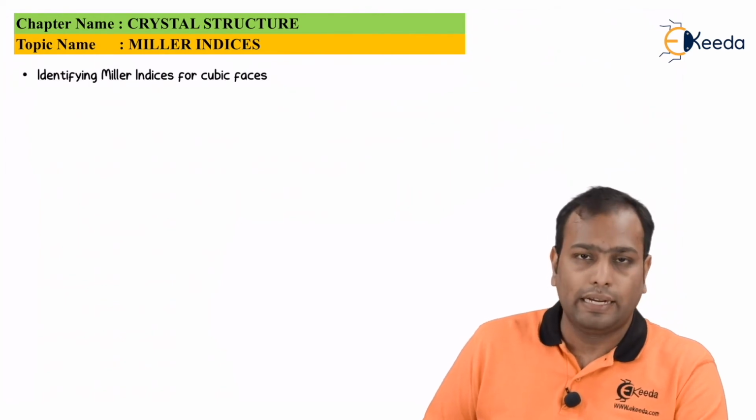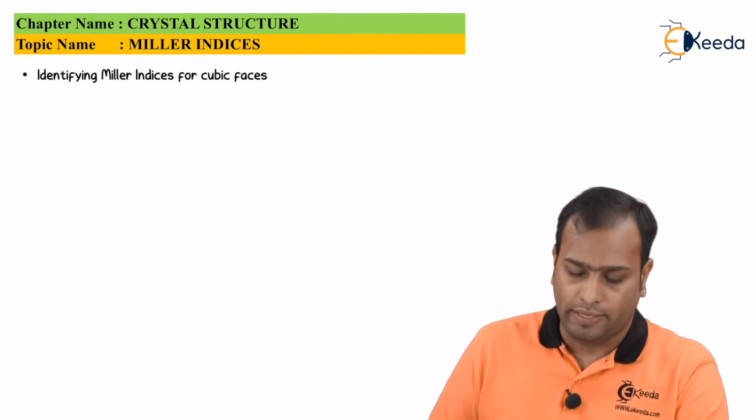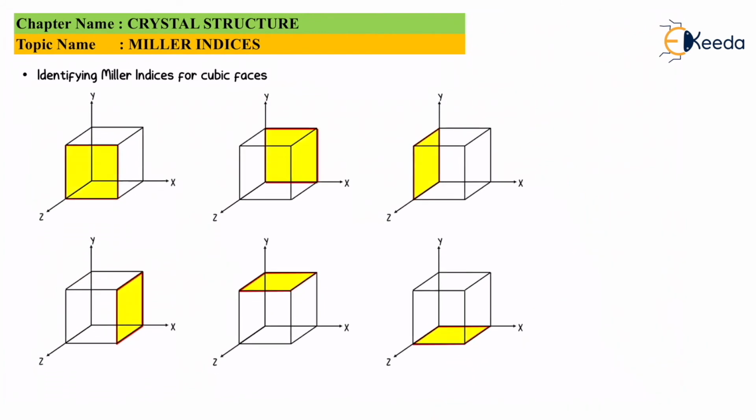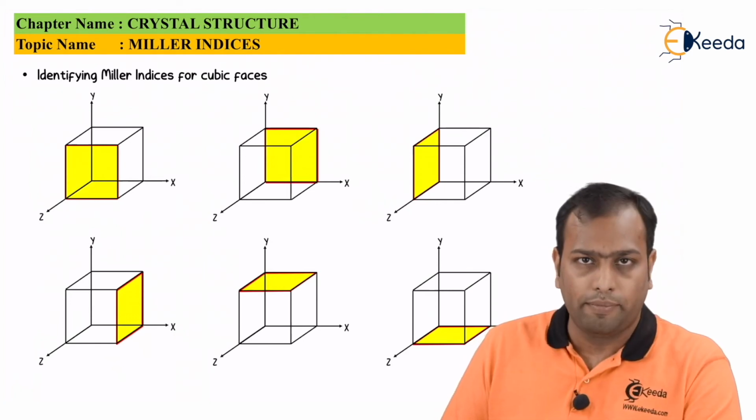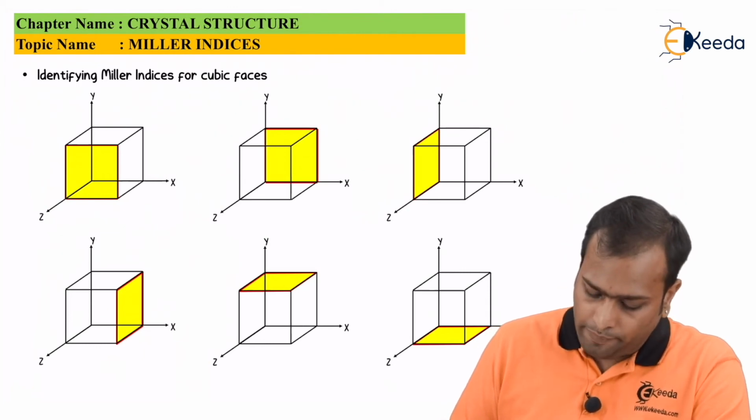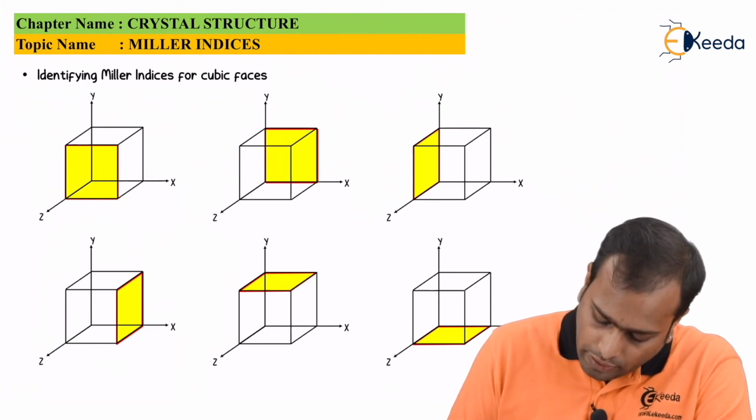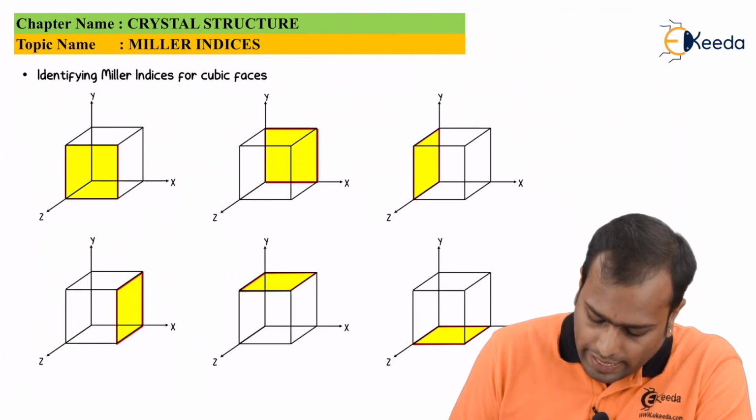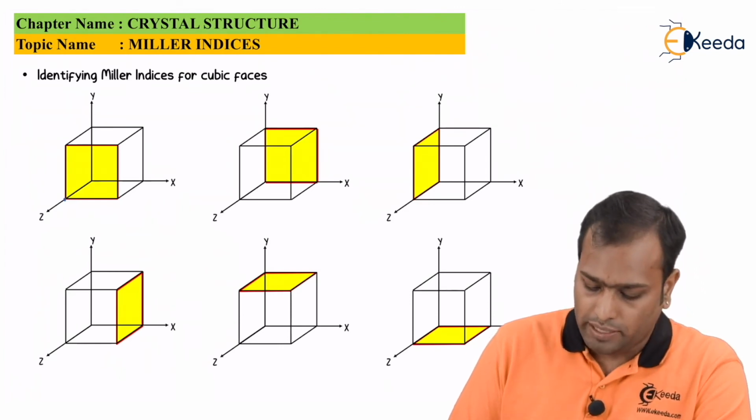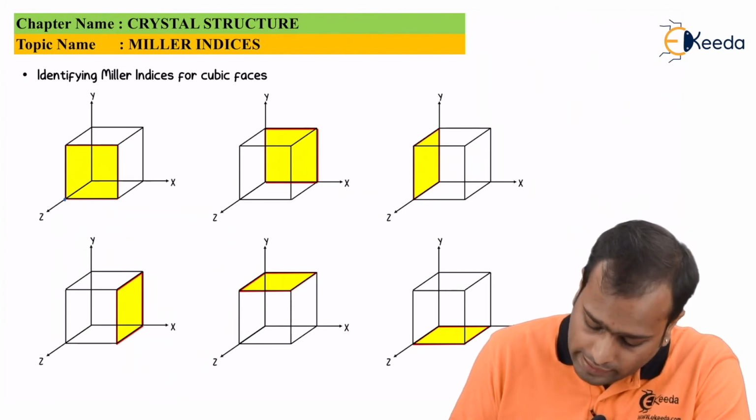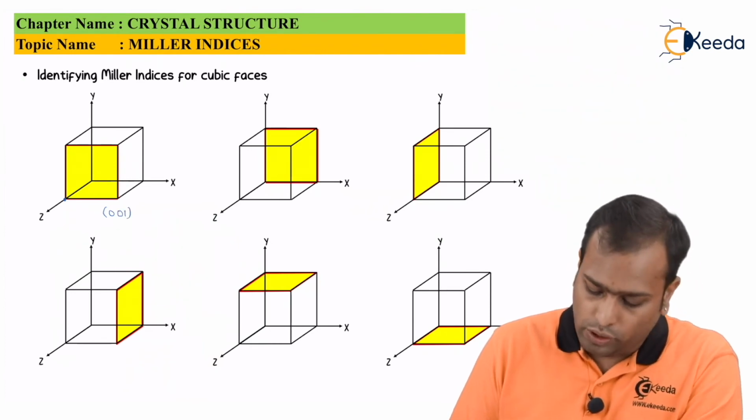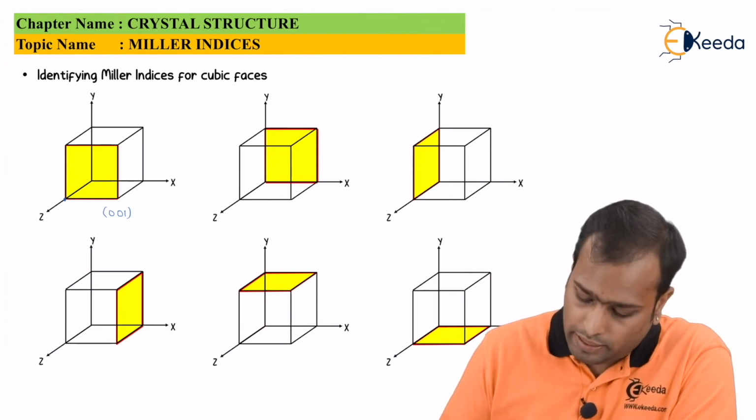Now, let's identify Miller indices for cubic faces. As you know, a cube has 6 faces, so we have drawn all the 6 faces, and now we'll be studying the Miller indices for the same. Using the same trick, I'll be solving this. As you can see, in the first question here, this plane is cutting only the z-axis at 1 unit, but it is not touching x and y. So I can say for x it is 0 because it is not touching, for y it is 0 again, and for z it is 1. So it is 0, 0, 1 for this. Similarly, how about this?